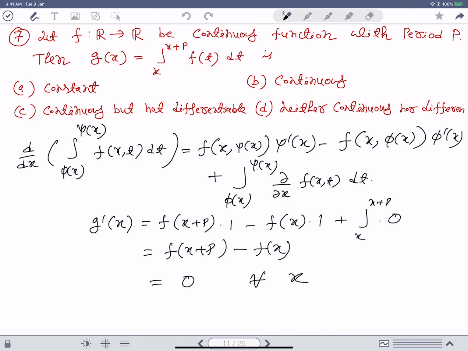Now, since g'(x) is 0 for all x, therefore g should be a constant function. Now, we know that every constant function is continuous, so this is also continuous. Again, we know that any constant function is also differentiable as well. Therefore, this will not be the right answer, and this will not be the right answer as well. So, we are done. This is a simple one.